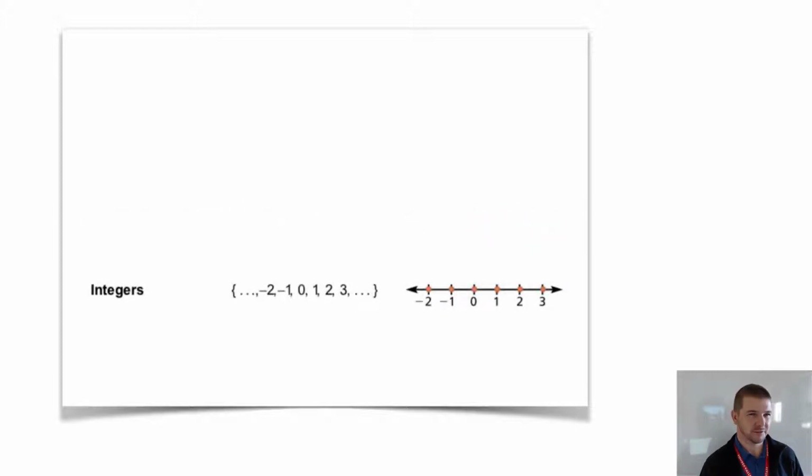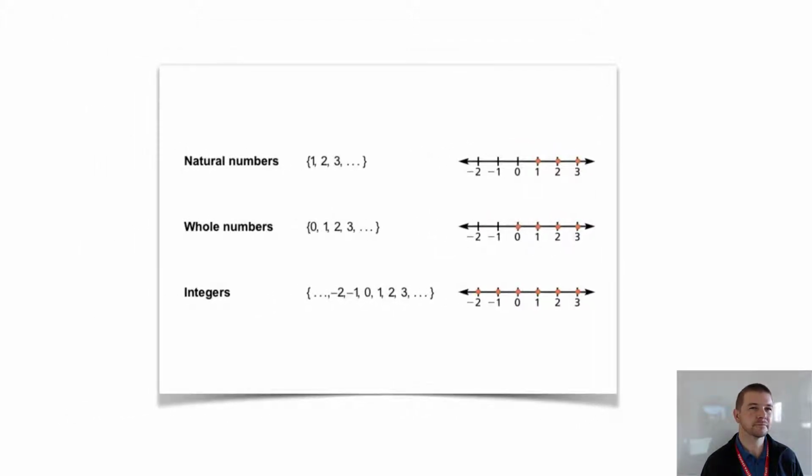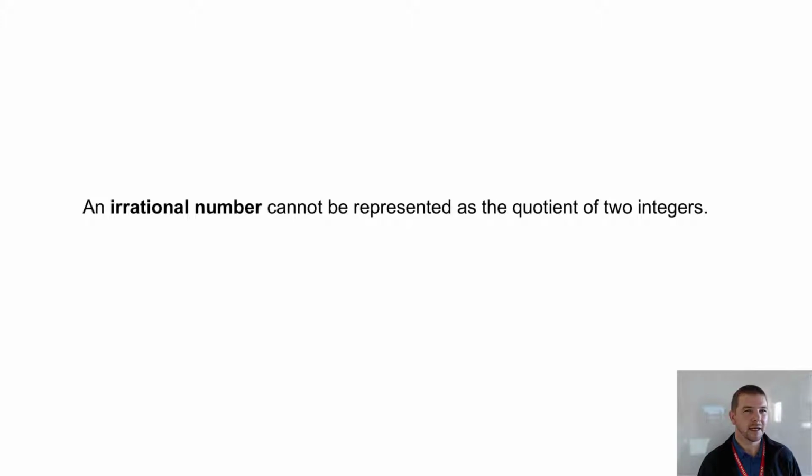And then the integers. The integers are all of the whole numbers as well as all their opposites in the negative direction. And we can see those graphed on the number line at the right. An irrational number cannot be represented as the quotient of two integers. So it cannot be represented as a over b, where a and b are both integers and b is not 0.